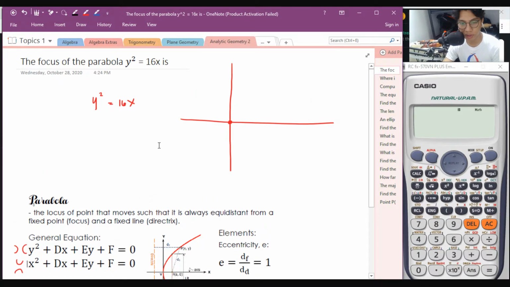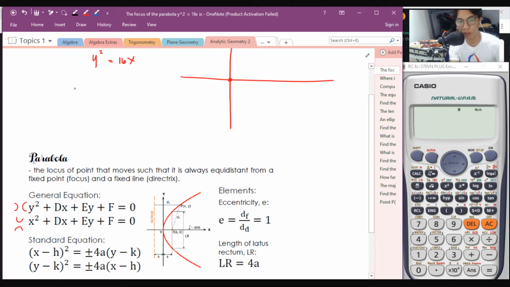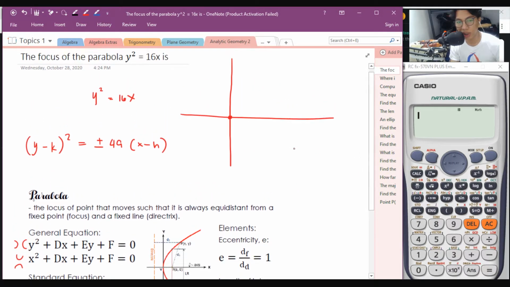Y squared. Ibig sabihin, pag ganun siya. Paano natin malalaman? O, gawin mo yung inyong standard formula. O, naka-square yung Y. O, follow mo dito. Y minus K squared equal to positive negative 4A times X minus H. May nakita ba dito sa X? Bali ito yung 4A kasi. LR mo dyan is equal to 16, equal to 4A. O, divide natin both sides by 4. O, A is equal to what? A is equal to 4.